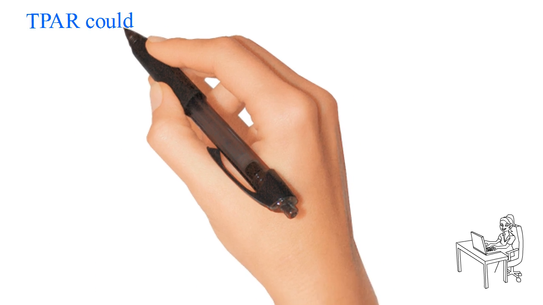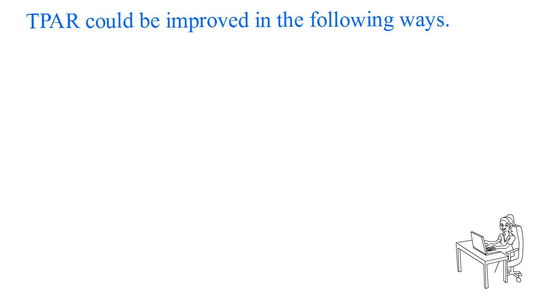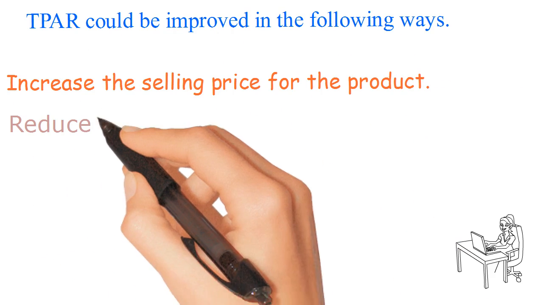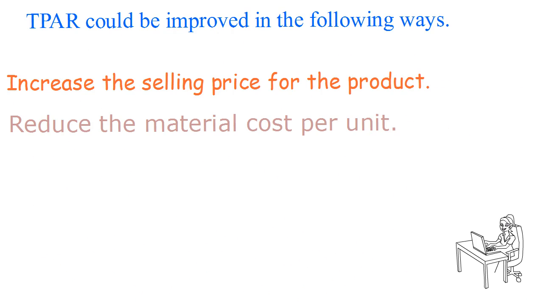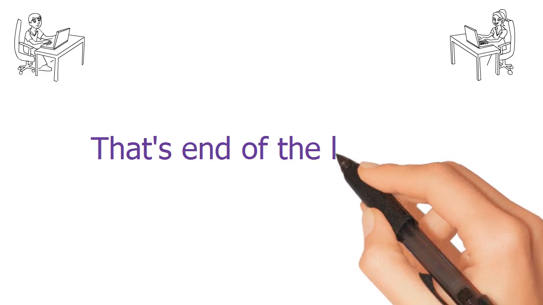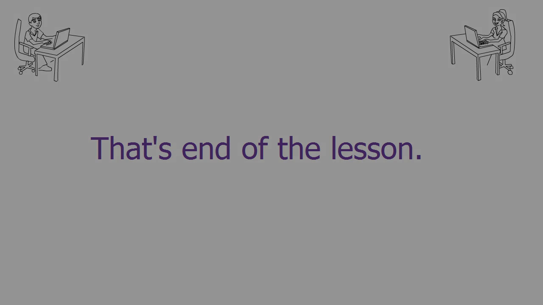How can TPAR be improved? TPAR could be improved in the following ways. Increase the selling price for the product. Reduce the material cost per unit. Reduce factory costs. Improve the productivity of the bottleneck. Elevate the bottleneck. That's the end of the lesson.